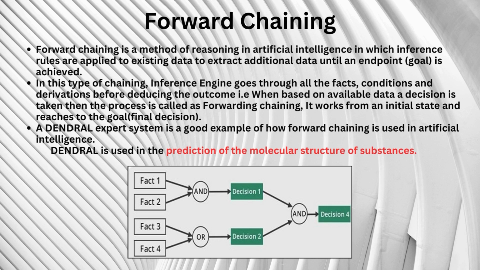So, as discussed in the previous slide, DENDRAL uses forward chaining. We will use this example to understand the DENDRAL system in detail. So, to illustrate how forward chaining works, imagine you are a scientist trying to figure out the structure of different molecules. You have data about the atoms and their connections, but you do not know the whole structure yet.